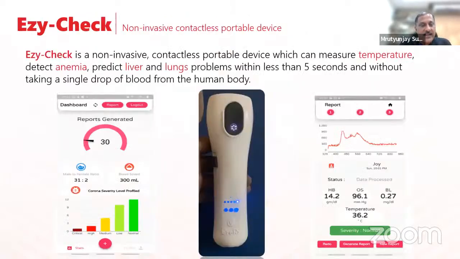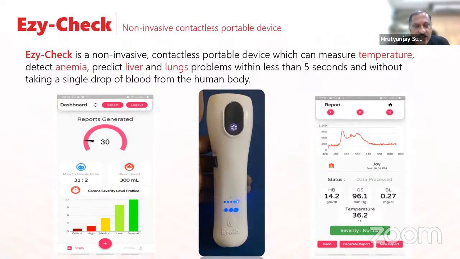Now he said, can I build a simple device which will look at all these parameters in a very easy method? That's how EasyCheck was born. It's a non-invasive, contactless, portable device. This company's idea came from an individual, and today he has a large number of people in the company. I'll tell you what happened to him. EasyCheck is a non-invasive portable device which can measure temperature, anemia, liver and lung functions in less than 5 seconds without taking a single drop of blood from the human body.